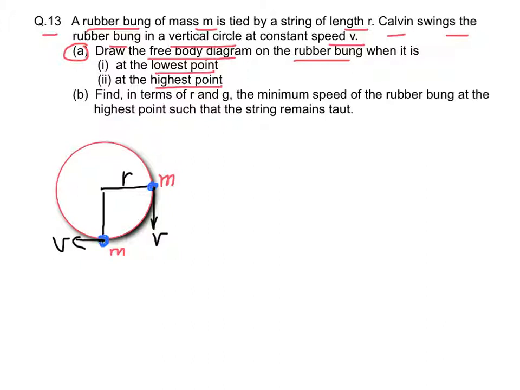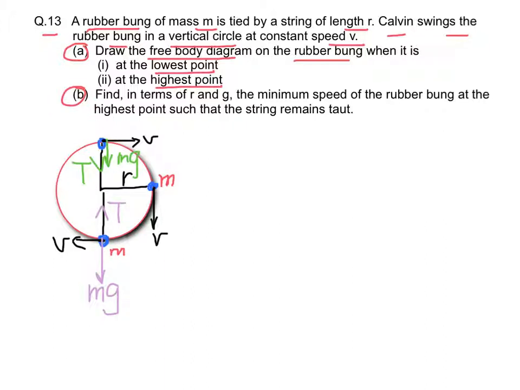When it is moving at the lowest point, there are two forces acting on the rubber bug. The first one is its weight mg, and the second one is the tension in the string. When it is moving at the highest point, there are again two forces acting on it. The first one is the tension in the string downward, and the next one is the weight of the rubber bug mg, which is again downward.